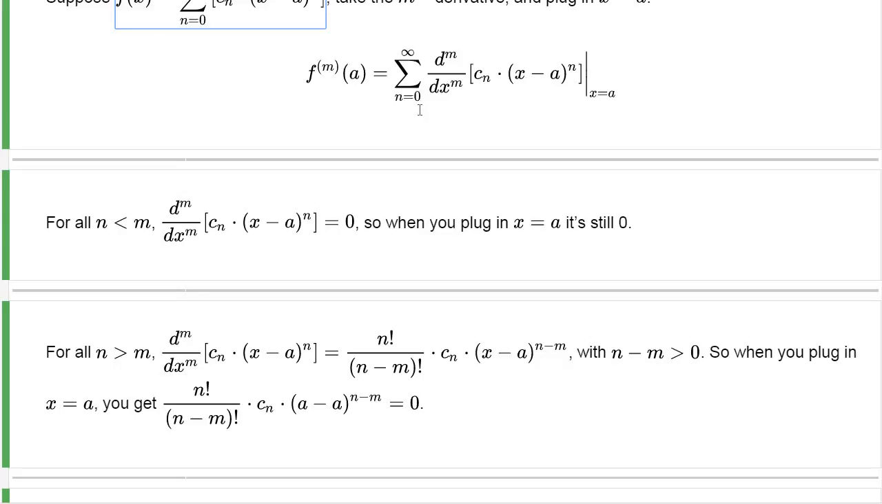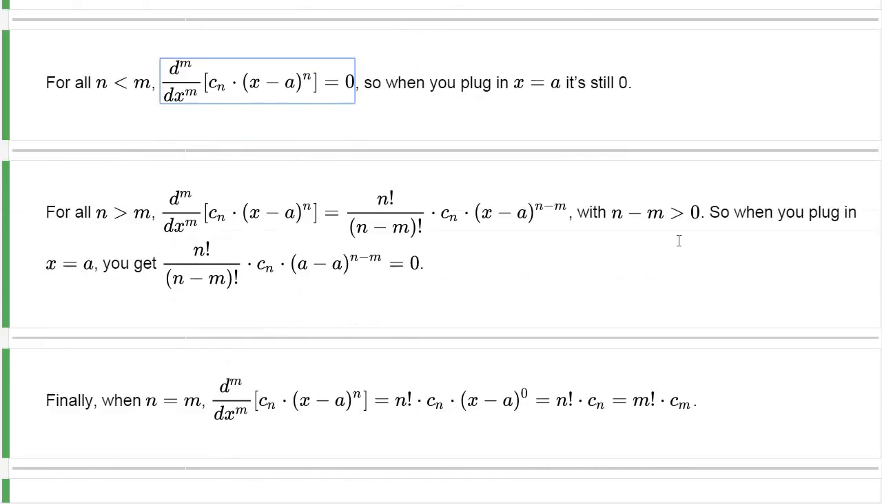If n is smaller than m, say for example n is 10 and m, the derivative, is 15. We have a 10th degree power function here, and we've got the 15th derivative. That derivative is going to kill off that power. You just apply the power rule over and over again. Eventually, you're going to get to 0. So whenever n is smaller than m, the mth derivative of this nth power will give us 0. And plugging in x equals a, it's still 0. So anything less than the order of the derivative gets killed off to 0.